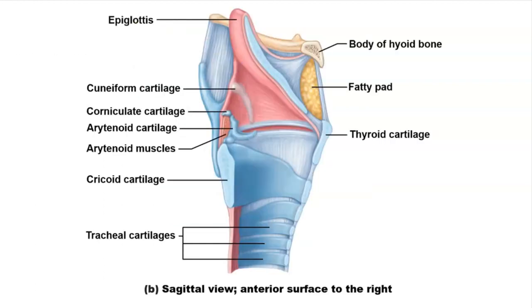So looking interiorly from the lateral view, we can see the cuneiform, the corniculate, and the arytenoid cartilages, which help to support the epiglottis as well as the musculature and the ligaments of the larynx. And we also see that the arytenoid cartilage is functioning to anchor the vocal folds.